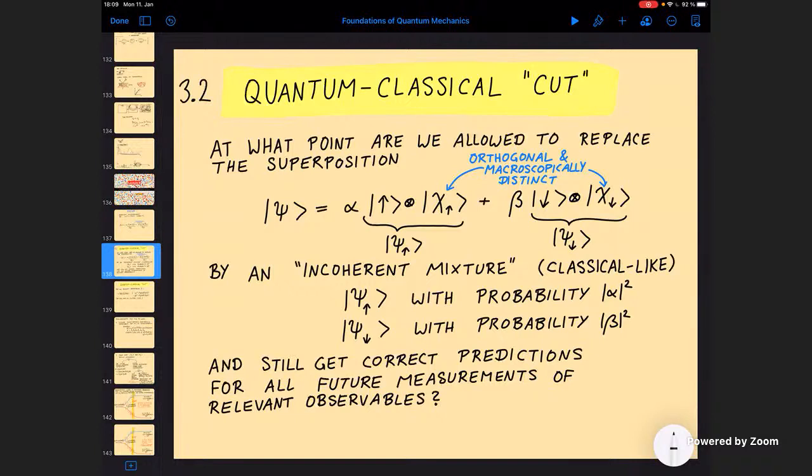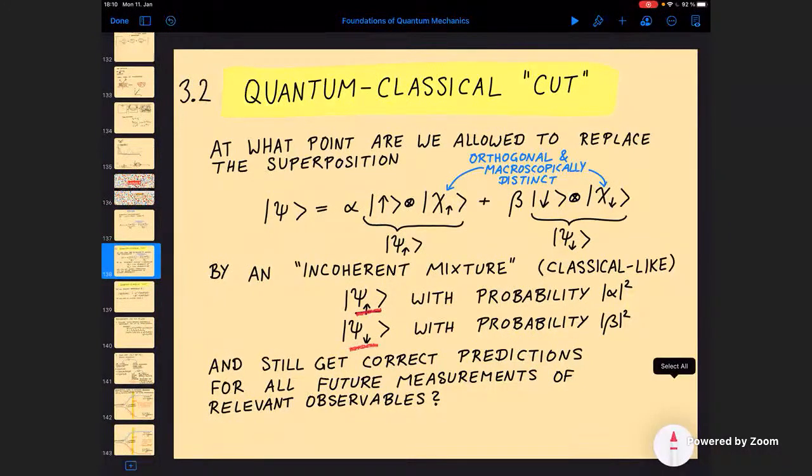So I've tried to formulate the question precisely here. At what point are we allowed to replace the superposition, this entangled state that is shown here, with the spin being entangled with the macroscopic pointer states of the quantum measurement apparatus, at what point are we allowed to replace this superposition state by another description, which in technical terms is called an incoherent mixture, which looks classical-like? Namely, you say, I have either one of two states with certain probabilities. Either I have the state psi up with probability alpha squared, or I have the state psi down with probability beta squared. So either psi up or psi down.